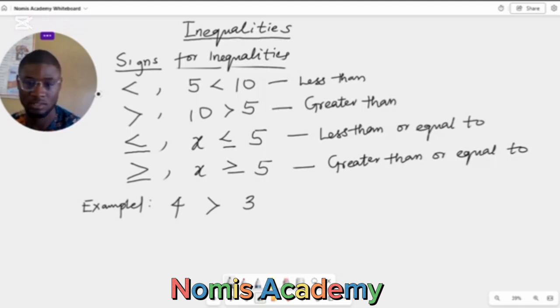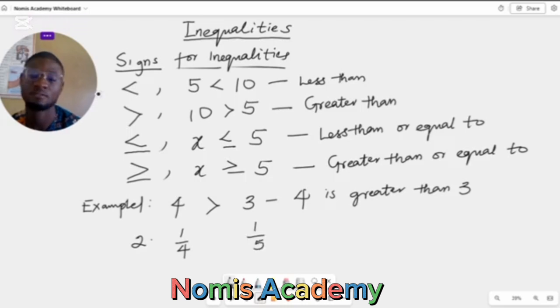Now let's take another example. Okay, let us see what we read. 4 is greater than 3. Simple as that. Example number 2. What if we have 1 over 4 and 1 over 5? How do we get to do this?